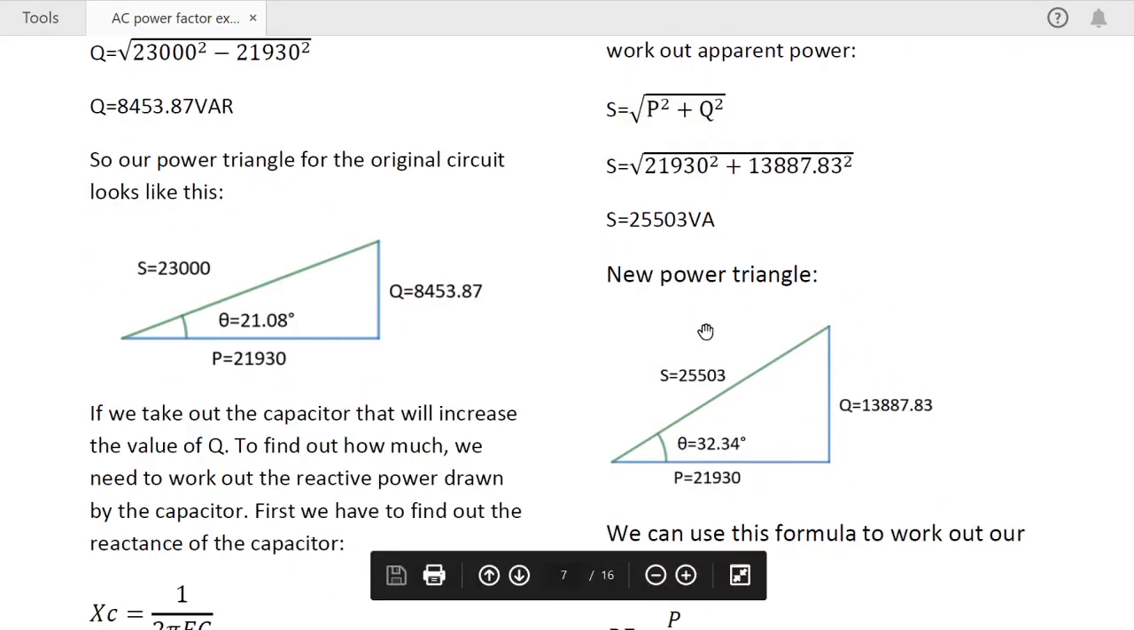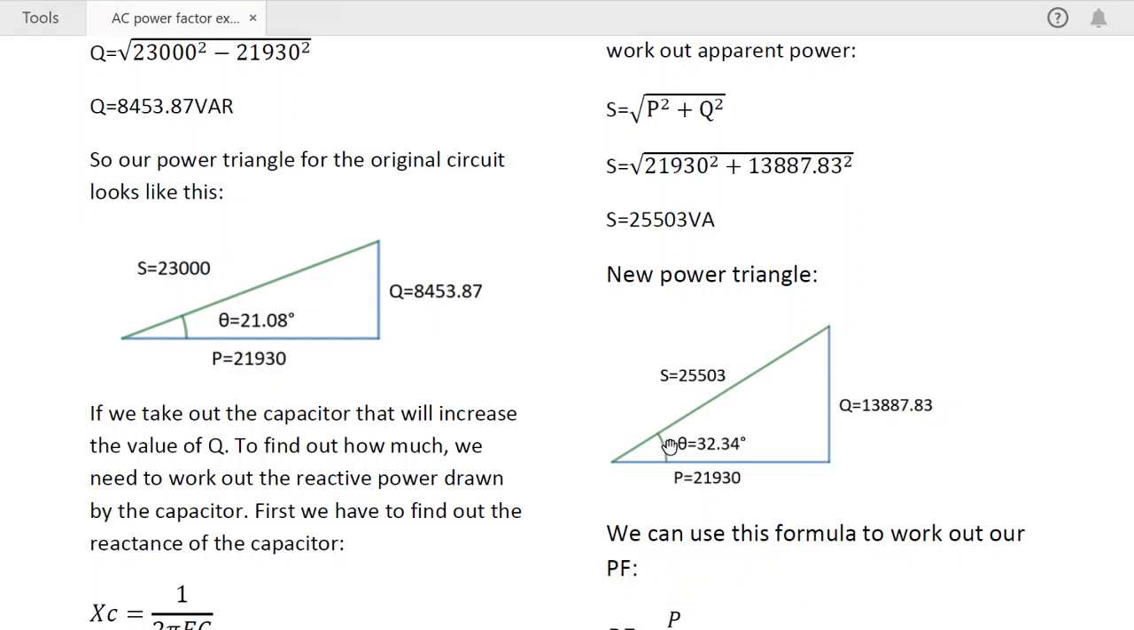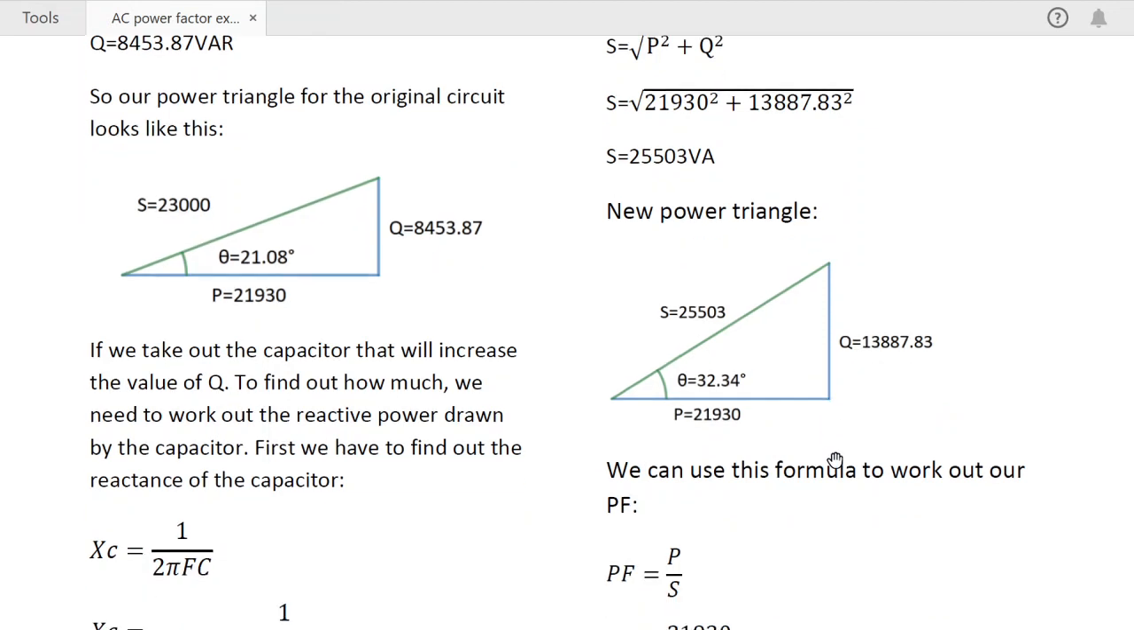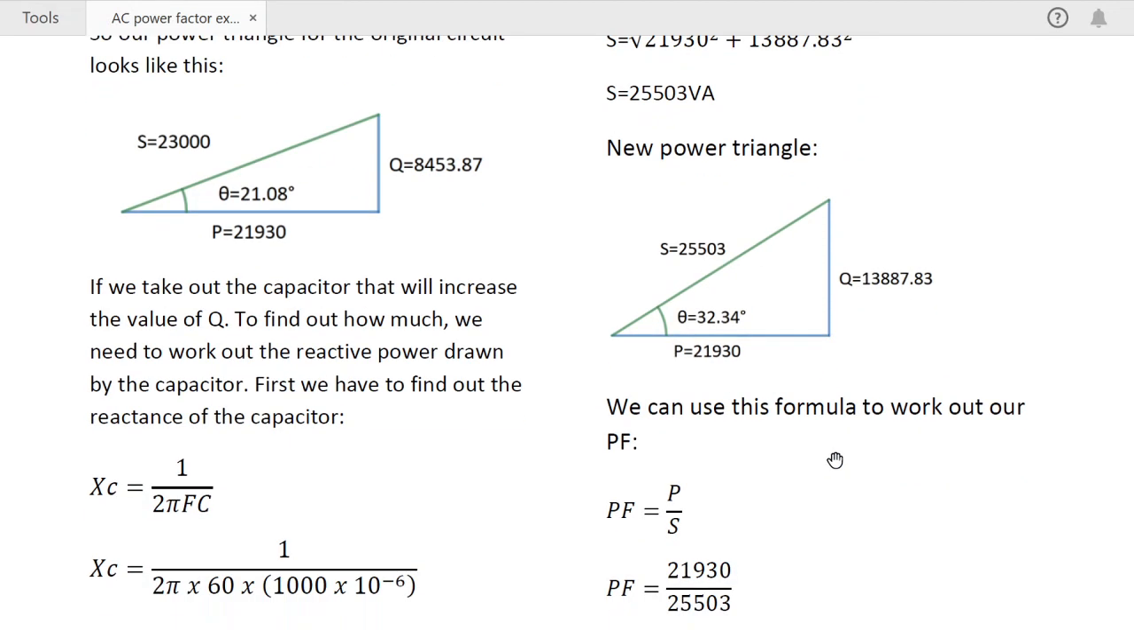So our new power triangle looks like this. Notice that our angle has increased because our Q has increased. Our power factor is getting worse. Our S has increased, so even though we're only using the same amount of power, we're paying for more power because we've made the power factor worse.